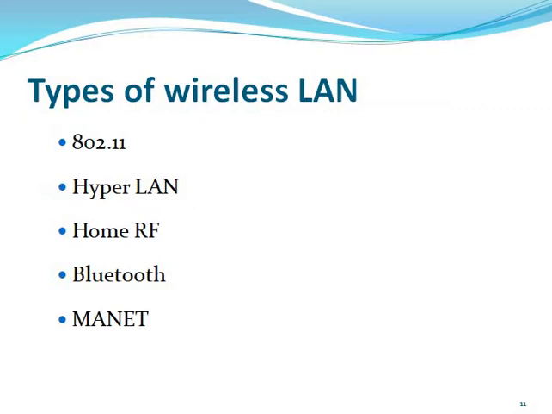Now we can discuss some different types of wireless LAN. 802.11 is one type of wireless LAN. HiperLAN, HomeRF for the home radio frequency. Bluetooth is also a wireless LAN or wireless system. Mainnet is also a wireless system.